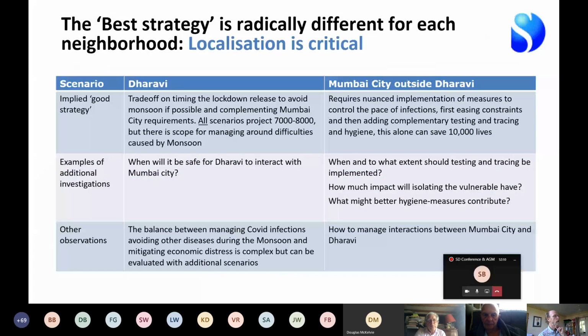So here we've got completely different strategy implications for two districts that neither of them are very big. We're talking about a few square kilometres in both cases, right next to each other.